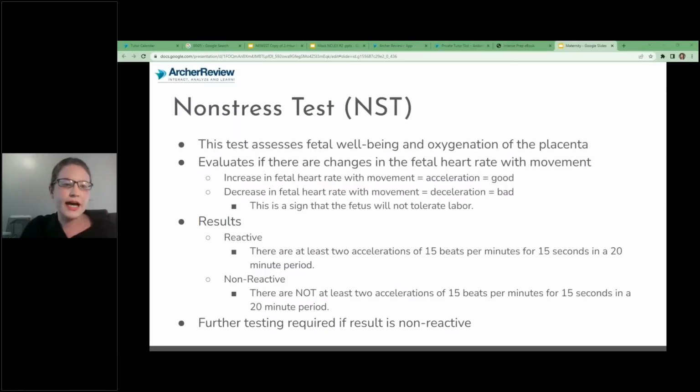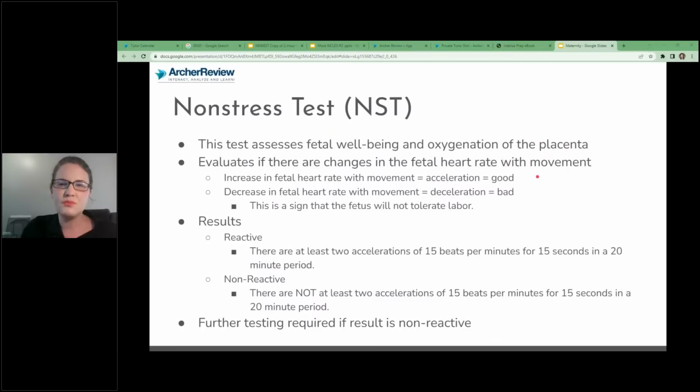Now let's talk about the non-stress test. So remember, the non-stress test is really only considered accurate starting in the 3rd trimester, 28 weeks or beyond. If you do the non-stress test before then, not very accurate, not worth doing. Why would we do this test? Well, this test really assesses the fetal well-being and oxygenation of the placenta. How's that baby doing? Are they healthy or aren't they? Basically, it evaluates the changes in the fetal heart rate with movement.